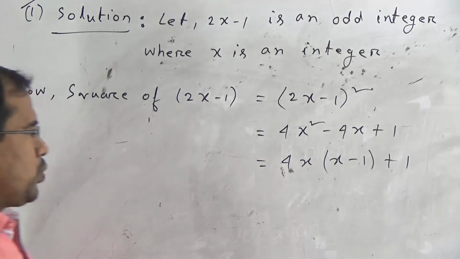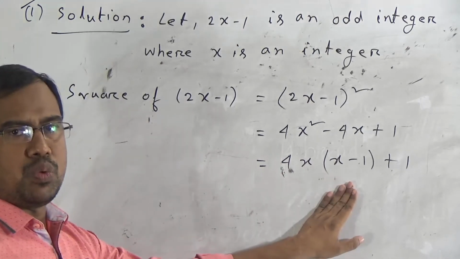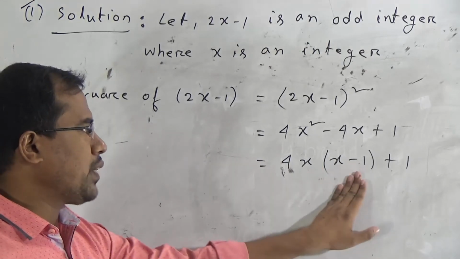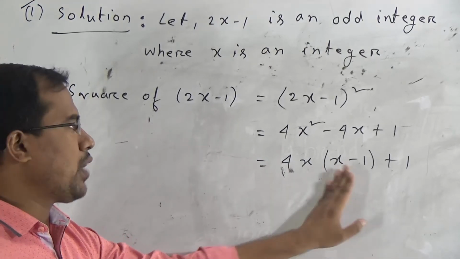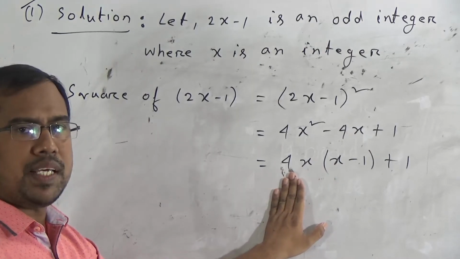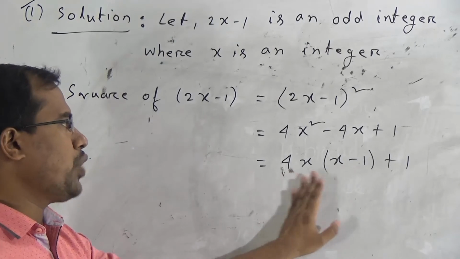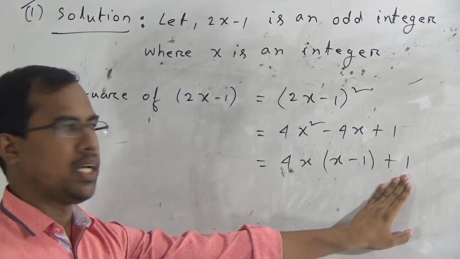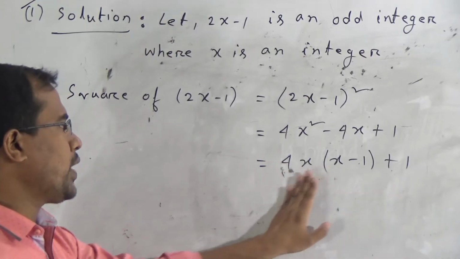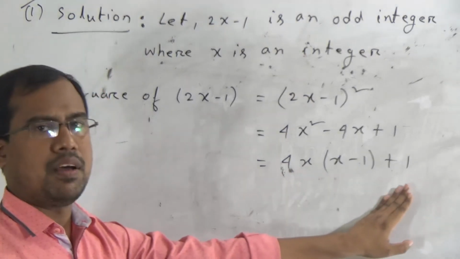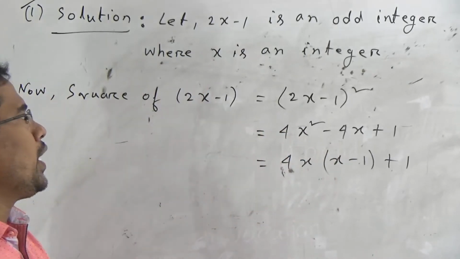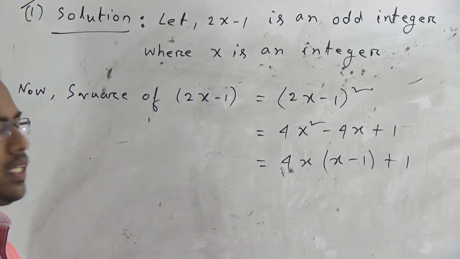Now, between these consecutive integers, one must be an even number. That means x into x minus 1 is an even number. If we multiply this even number by 4, then the product also will be an even number. Now, if we add 1 to an even number, then the sum will be an odd number. That means 4x into x minus 1 plus 1 is an odd number. So we can say that the square of any odd integer is an odd integer.